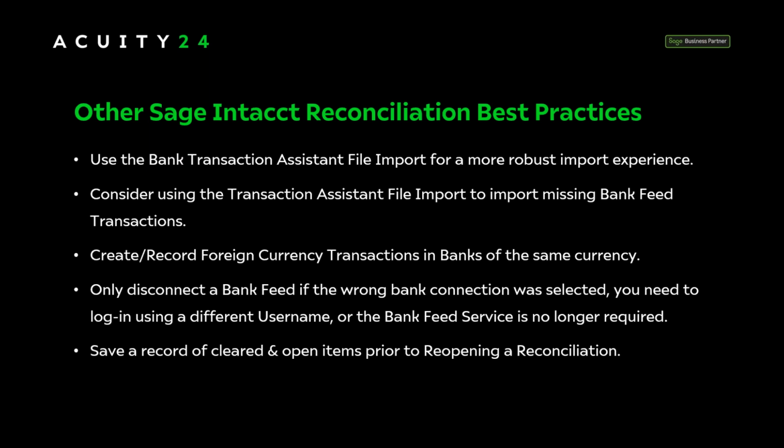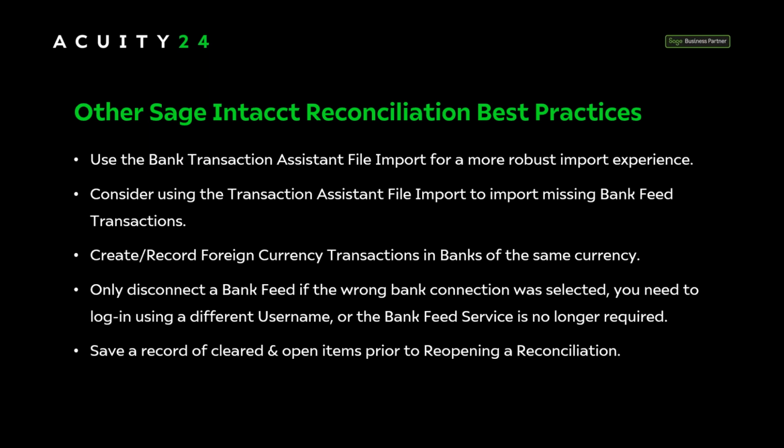Before you reopen a reconciliation, so there is the option, as you might be aware, to reopen a reconciliation if you need to go back and change something, you picked the wrong transaction, for example. Before you reopen a reconciliation, save a record of your cleared and open items. Go to the reconciliation histories page and generate a reconciliation report and an outstanding items report. Make sure to note statement end balances as well.